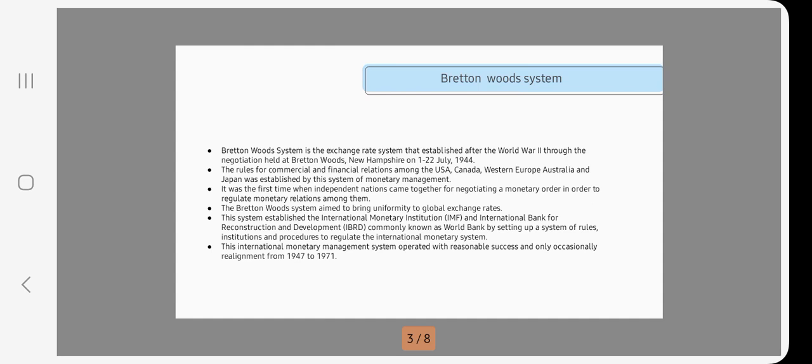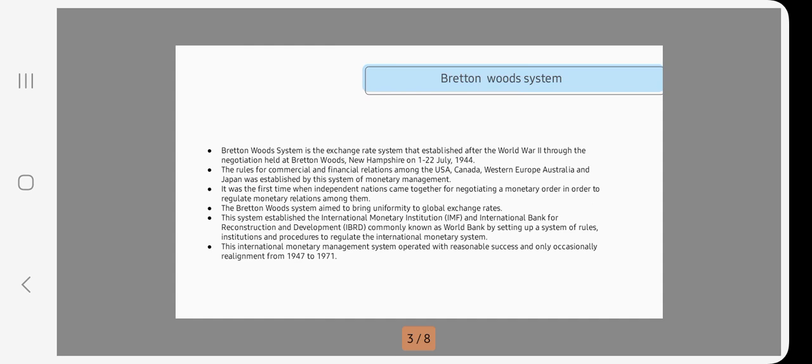The Bretton Woods system was the first time when independent nations came together for negotiating a monetary order in order to regulate monetary relations among them. The Bretton Woods system aimed to bring uniformity to global exchange rates.